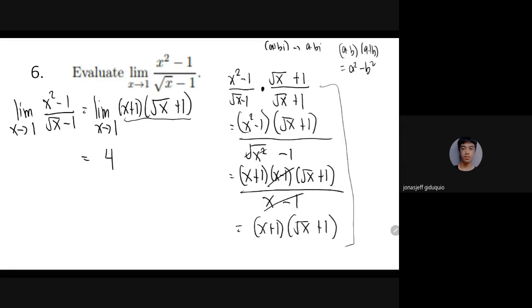Because this is 1, 1 plus 1 is 2. This is the square root of 1. The square root of 1 is 1. 1 plus 1 is 2. 2 times 2 now will be equal to 4. Okay? So the limit of x squared minus 1 all over the square root of x minus 1 as x approaches 1 is equal to 4.